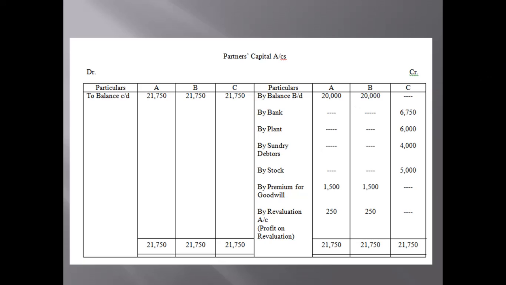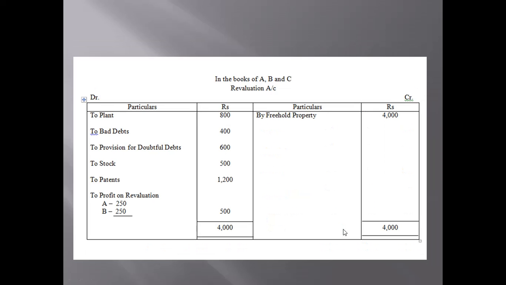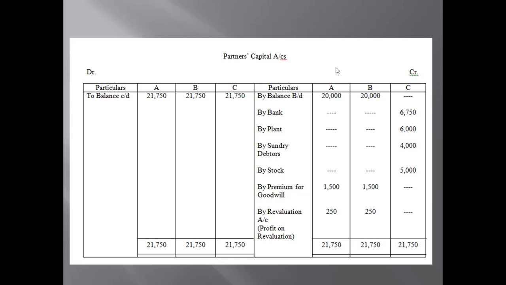So C is supposed to bring rupees 3,000 as premium for goodwill. That premium for goodwill will be shared between A and B as per the sacrificing ratio, that is equal. So 1,500 and 1,500 for both A and B. In the revaluation account also, we have seen that they have made a profit of 250 rupees each. So that profit should be shared between A and B. Okay, 250 rupees. We will write it and look at the question one more time.